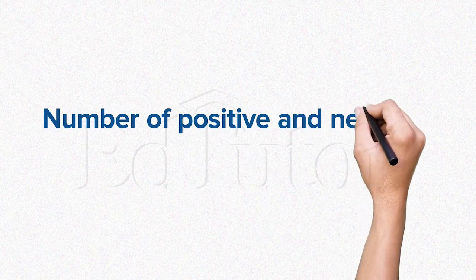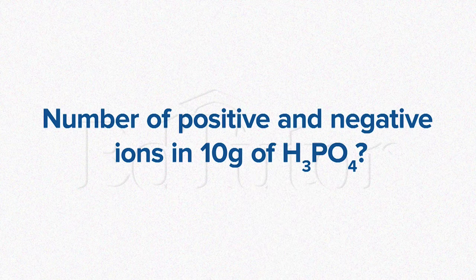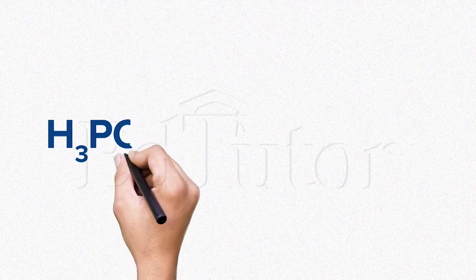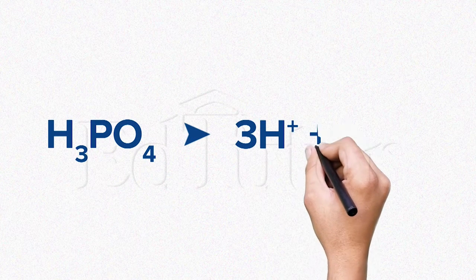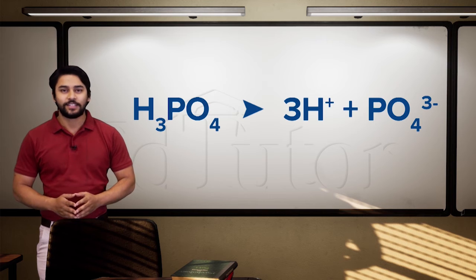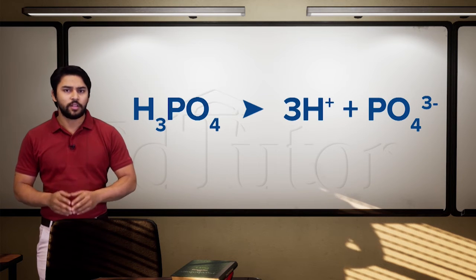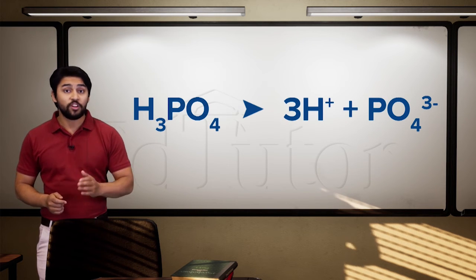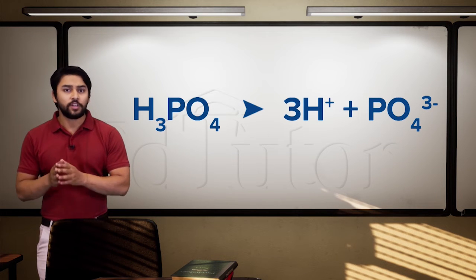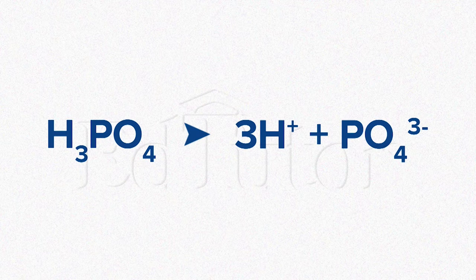Now that we have developed an understanding of this, let's move on to the second part, where we are required to calculate the number of positive and negative ions. First off, we need to see what ions are going to be produced when phosphoric acid dissolves in water. Any guesses? Well, let's get to it. 3 moles of hydrogen ions, H+, and 1 mole of phosphate ion, PO4 3-. So, we have 3 ions of hydrogen, H+, and 1 phosphate ion, PO4 3-.